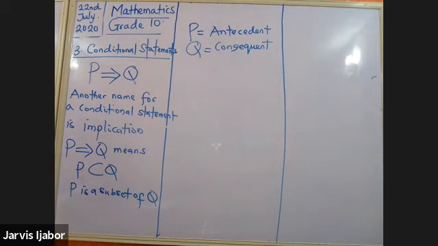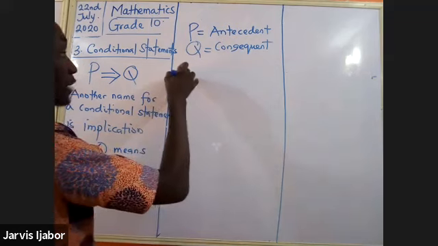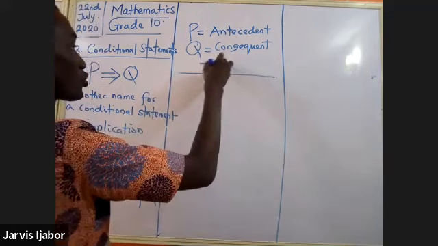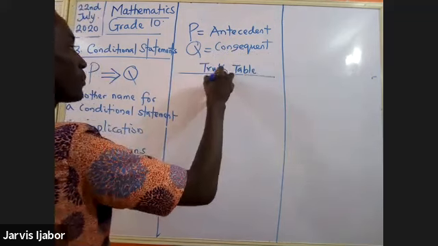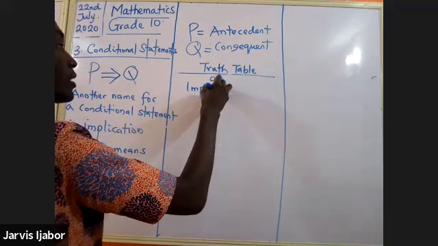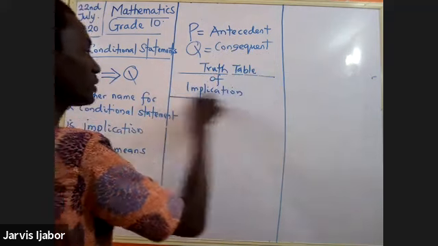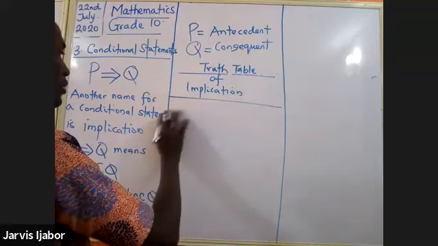So let's look at our truth table, because I'll use my truth table now to explain. The truth table of implication, of a conditional statement. Let me prepare a truth table for that.